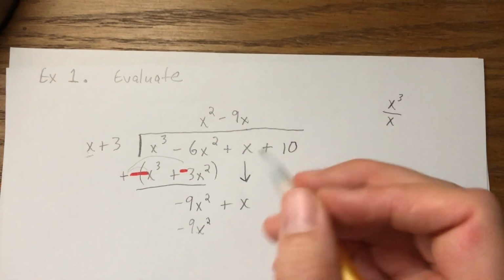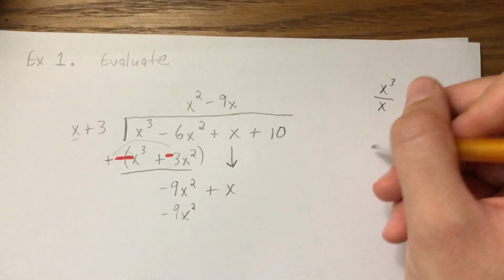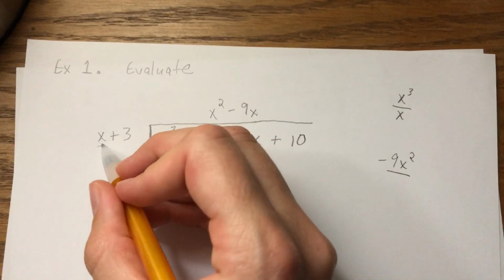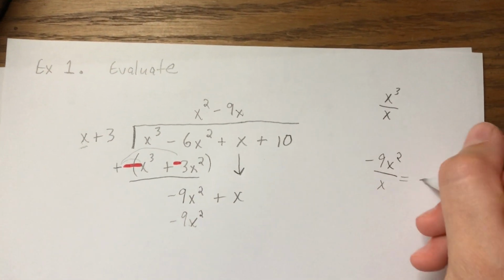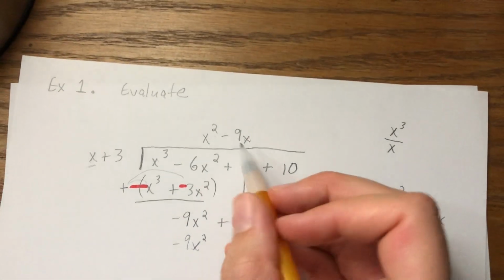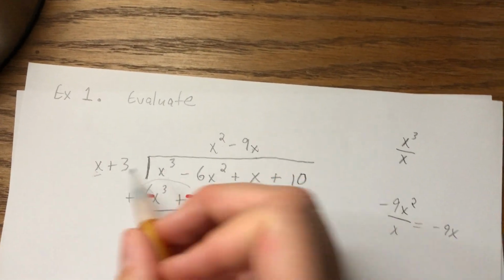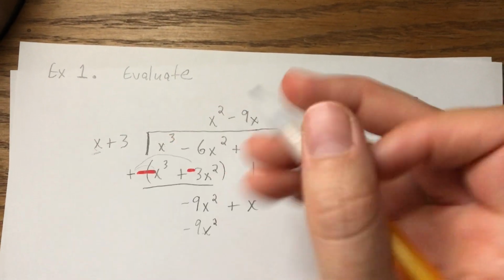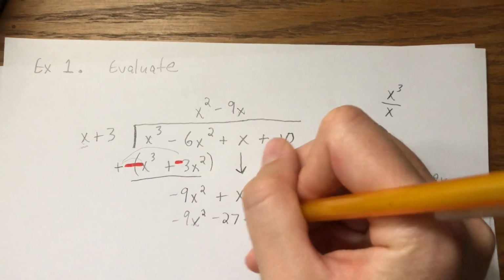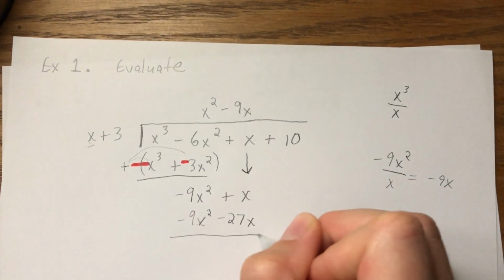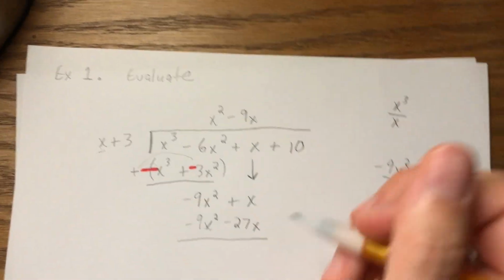Again, another way you could do that is take the negative 9x squared and divide it by this and see what you get, which would be the negative 9x, which is what we put here. Okay, not only do I need to multiply it by x, but I have to multiply it by the 3 as well. Negative 9x times 3 would be negative 27x. It's okay that these don't match up because we'll have just some leftover stuff.